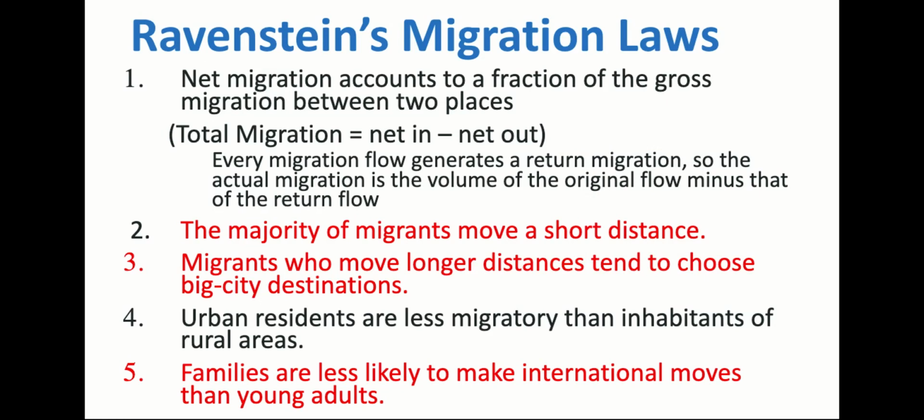So Ravenstein's migration laws, and he's got several here. I've got a bunch of them here, but the ones I want you focusing on are the ones in red. The first one that I want you really focusing on is this thought that migrants are going to move pretty much just a short distance. Why? Because it's expensive. Okay, it's expensive to migrate, especially if you're migrating from country to country. It's going to be an expensive proposition to do.